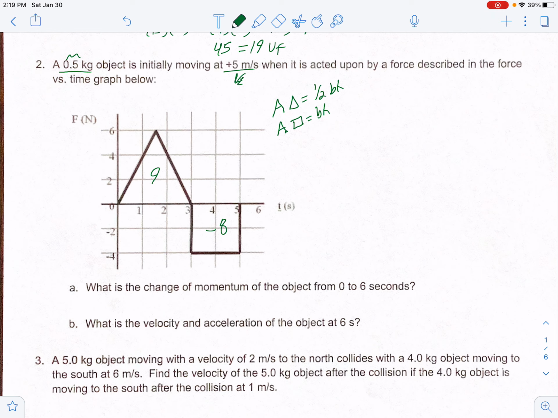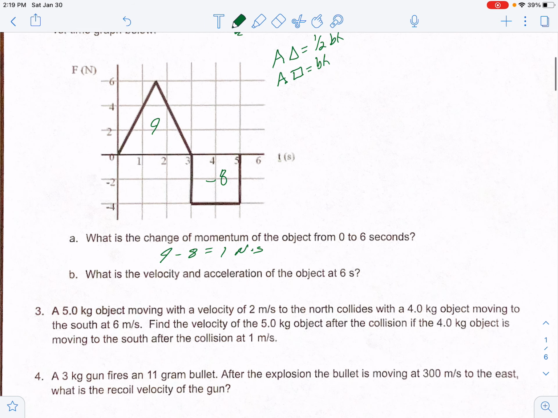Okay, A, what is the change in momentum of the object from 0 to 6 seconds? Remember, if it's impulse momentum, all that matters is the area under the curve. So for the first 0 to 6 seconds, just combine them. 9 minus 8 gives me 1. You can do newtons times seconds, or kilograms meters per second. Either way, you're good. So there's my momentum for the 0 to 6 seconds.